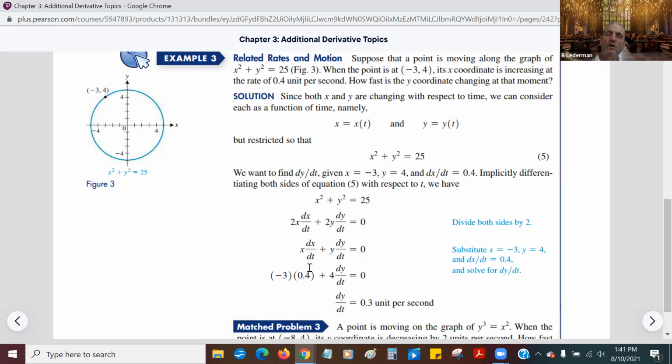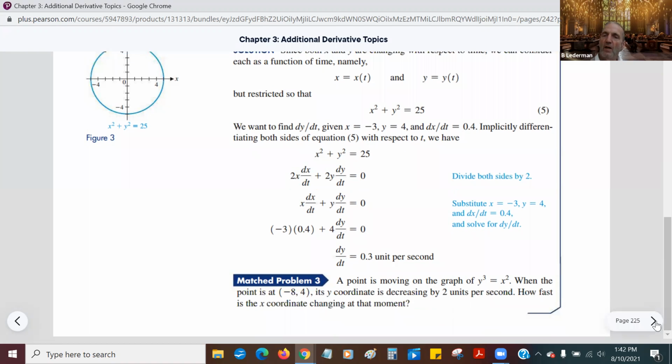Divide everything by 2, and now for x, I'm going to plug in -3. That's what they're giving us. Y is equal to +4. They gave us that as well. dx/dt is 0.4. Now I just have to solve for dy/dt, crunch, crunch, crunch, and I get dy/dt is 0.3 units per second. Easy peasy, lemon squeezy.